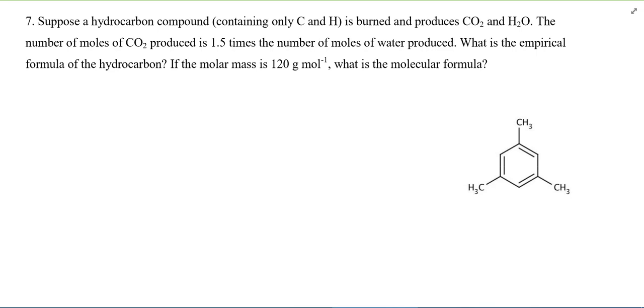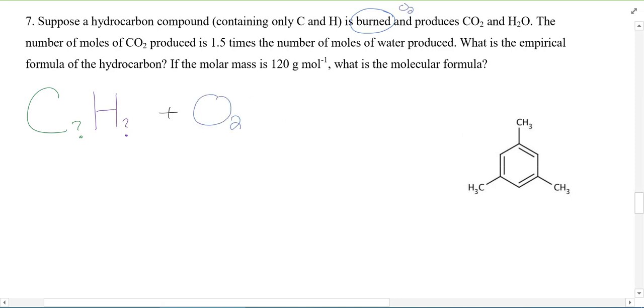Suppose a hydrocarbon, that's just carbon and hydrogen, is burned and produces CO2 and water. Well, what does that mean? Hydrocarbon would be C and H. C, we don't know. H, we don't know. Burned means what? We add O2. And it's going to produce CO2 and H2O.